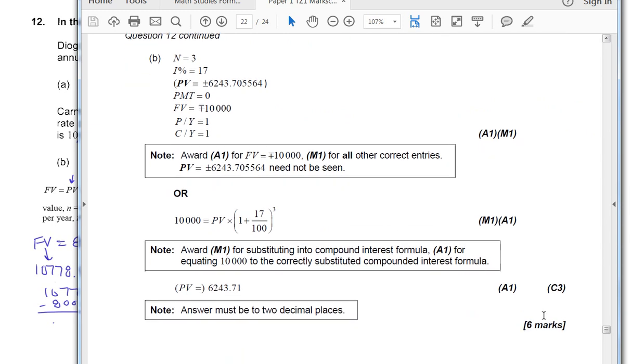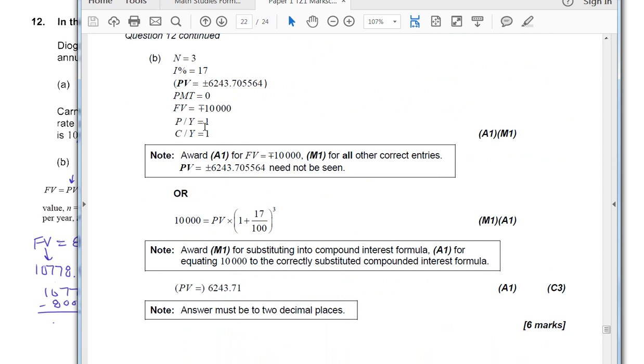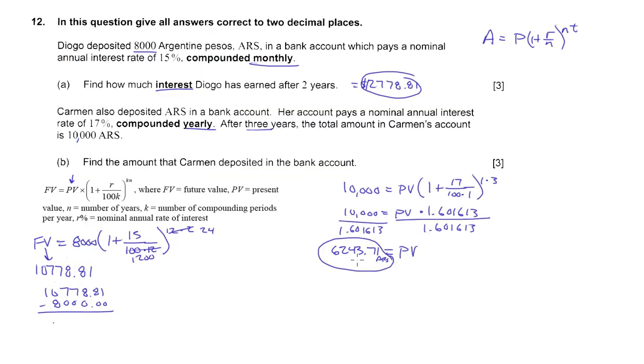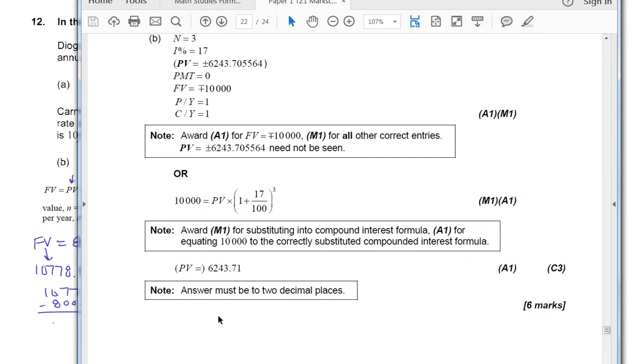Part B, again, you could have done it in this, I think, the TVM solver. We didn't really talk much about that because that is just not a super intuitive way to solve this. We would much rather solve it with the formulas where we can make it make sense. Okay, so we did this one right here, didn't we? Yep, this is the formula that we use. So we got a point for substituting into the correct formula, and we got 6,243.71, and it must be 2 decimal places, which is what we had. And there's our 6243.71. Okay, so we are looking good for full marks on that one.